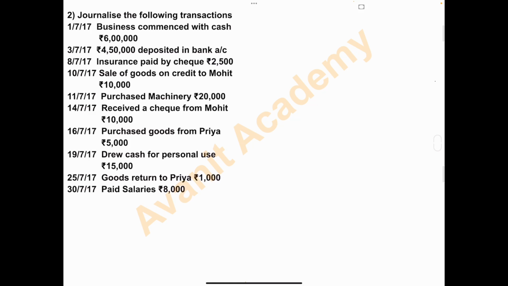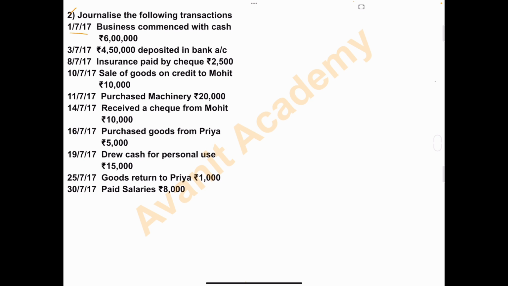In today's class, we will solve a problem on journal entries. We have already solved one problem on journal entry, that is passing the journal entries in the journal book. Let's see problem number 2. Journalize the following transactions. In this problem, they have given certain transactions and we have to pass all these entries in the journal book. Let's see the first transaction.